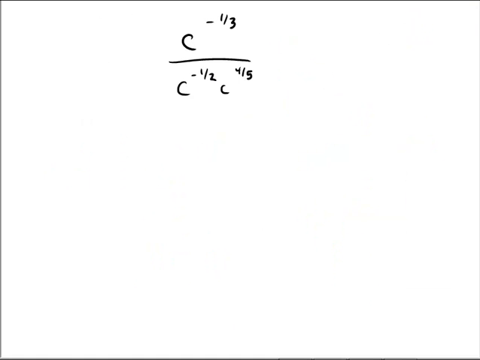So one more, try on your own. Try to do c to the negative 1/3 over c to the negative 1/2, c to the 4/5. This time, hopefully, if you paused the video and tried it on your own, maybe you got something that looks like c to the negative 1/3 minus, because it's in the bottom, negative 1/2 minus, because it's in the bottom, 4/5. Common denominator here. Oh, it's going to be 30 again, actually. Okay, that was useful that I did it on the last problem then.